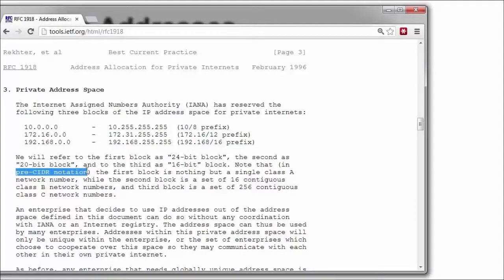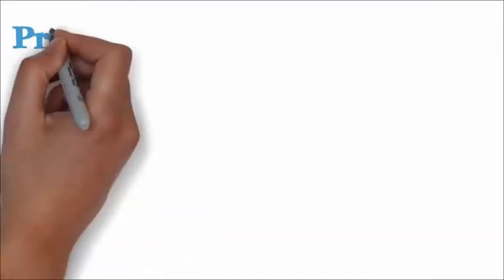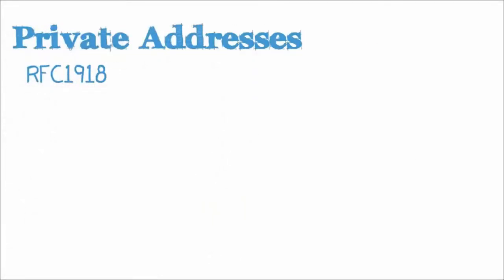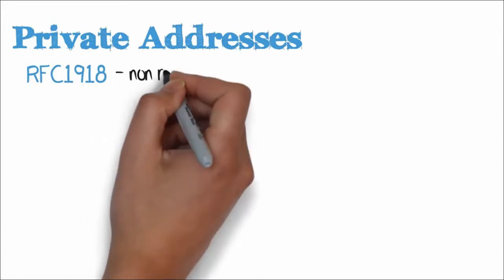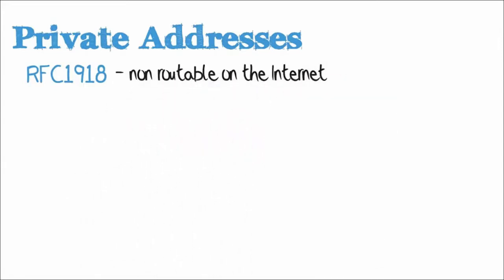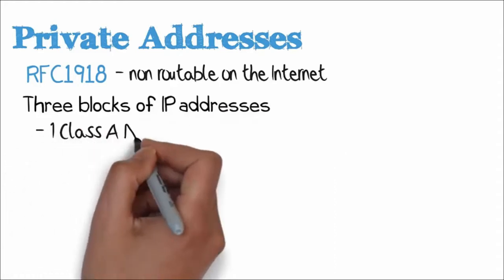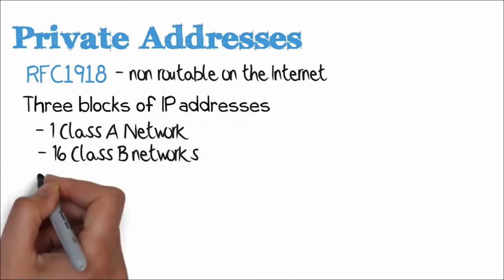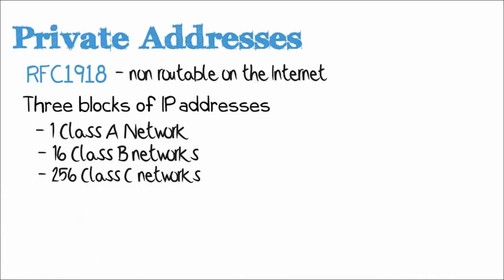They refer to CIDR in the RFC, and we'll discuss CIDR in a moment, and I'll explain what these masks mean, but essentially notice that a single Class A network, 16 contiguous Class B networks, and 256 Class C networks have been allocated for private addresses. So once again, RFC 1918 discusses IP addresses that are not routable on the internet. There are 3 blocks of addresses, 1 Class A network, 16 Class B networks, and 256 Class C networks.